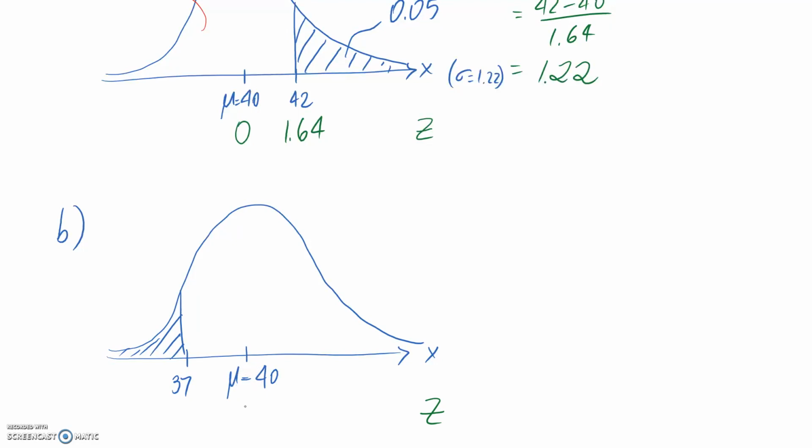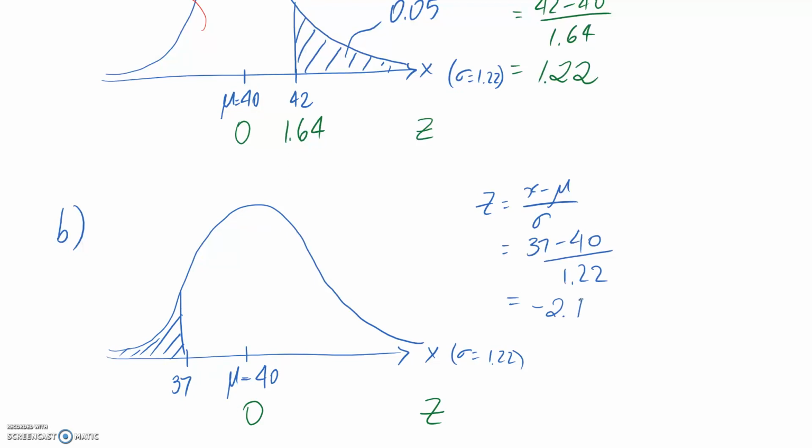So we know that the mean always goes to 0 when we do the conversion. And 37 we needed to figure out. So X, that's our point of interest. And the standard deviation, I'll mark it in here. But we got that from the previous question of 1.22. So this works out to about negative 2.47 approximately for the Z value.